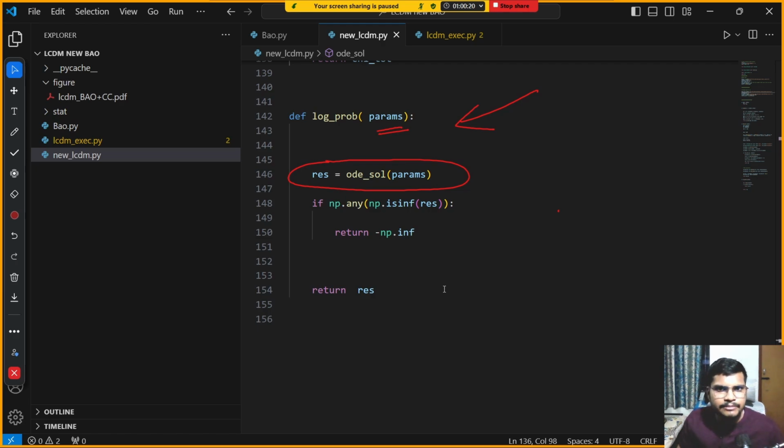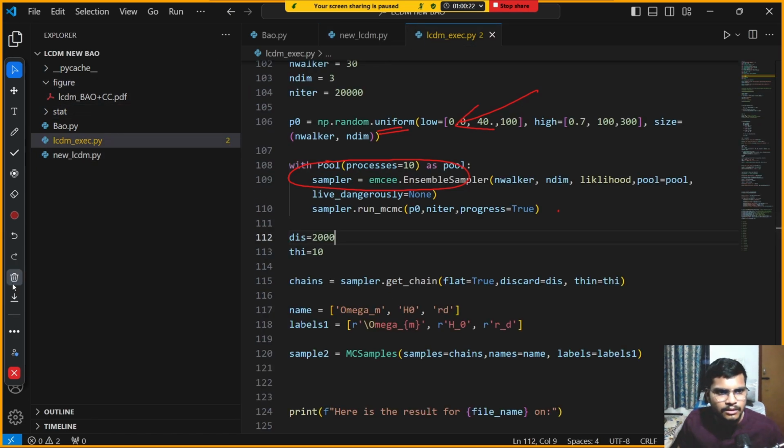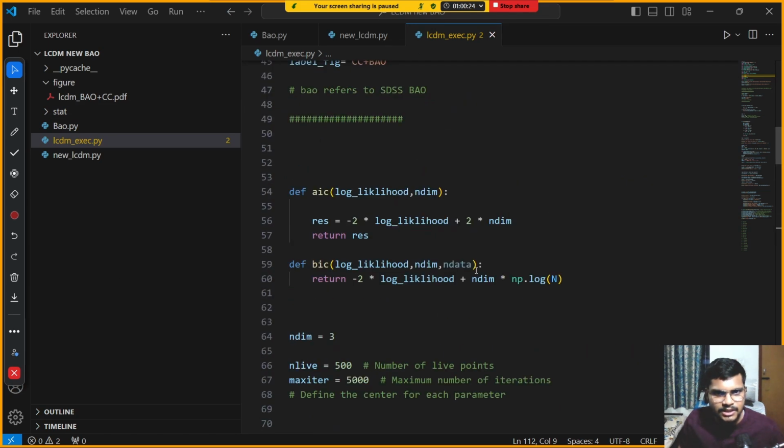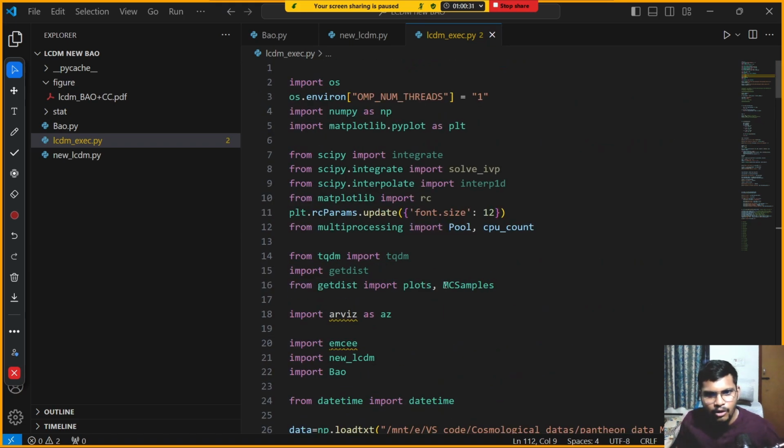But now where is my emcee? emcee will come over here. The most important part: the equation part is done, the differential equation is done, the BAO part is also done. Now who is basically driving it? The engine is done, but now I have to set up my driver. My driver is being set up over here, imported everything.